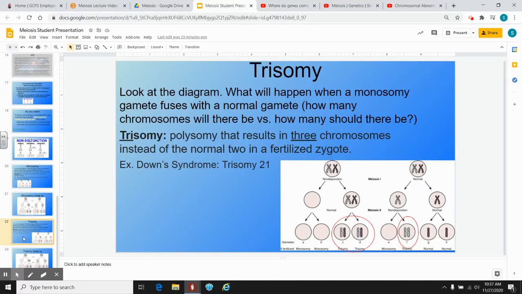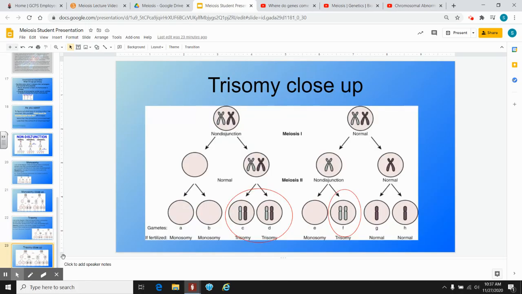Let's look at the flip side, trisomy. So tri refers to 3. Polysomy, poly means many, and this refers to the fact that there are going to be 3 chromosomes instead of the normal 2. So let's look at a blow up of this one. Okay, let's focus on the circled errors again.